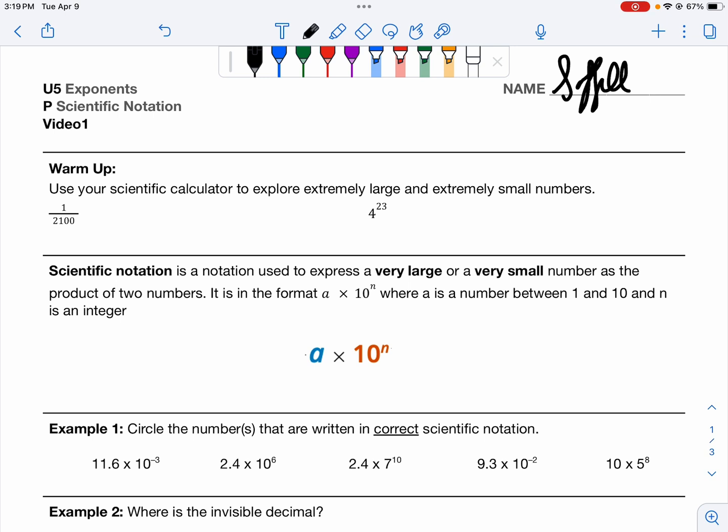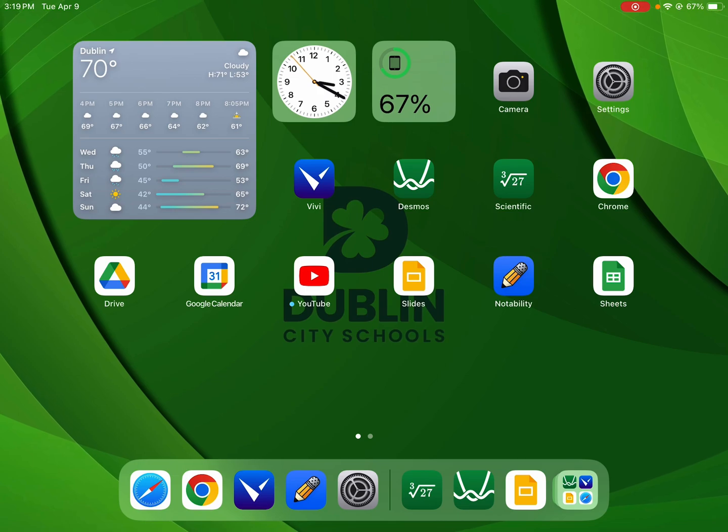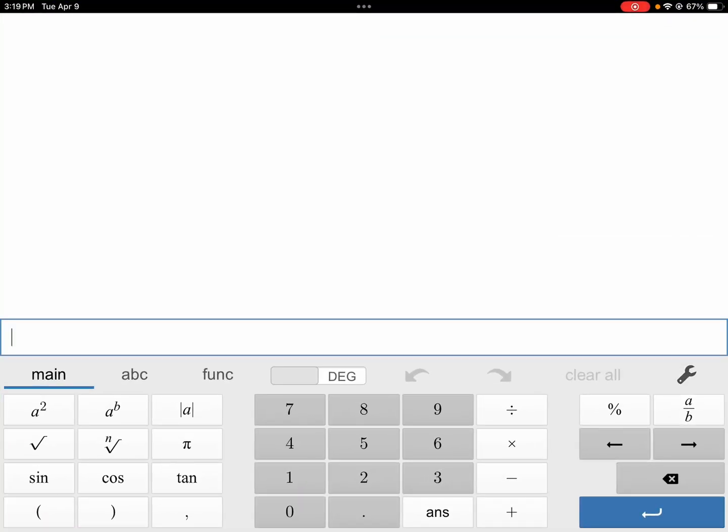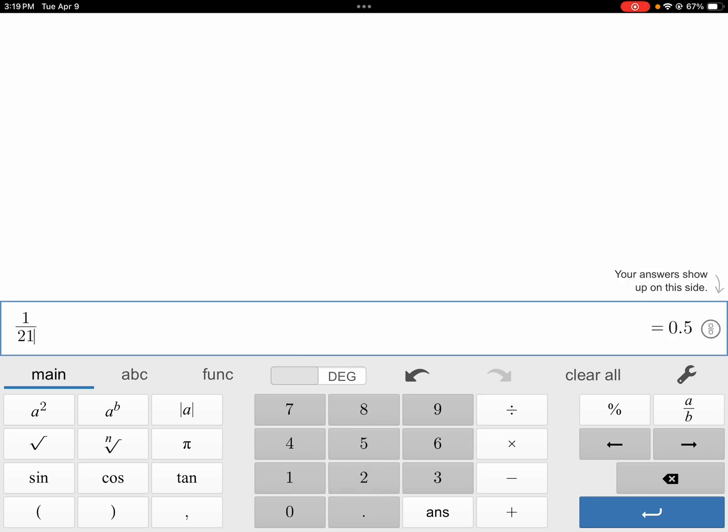So the first thing we're going to do is type these two numbers into our calculators, a little warm up, and see how our calculator deals with it and just kind of see what we notice. So the first one is 1 over 2,100. So I'm going to open my calculator, and we're going to take 1 over 2,100.